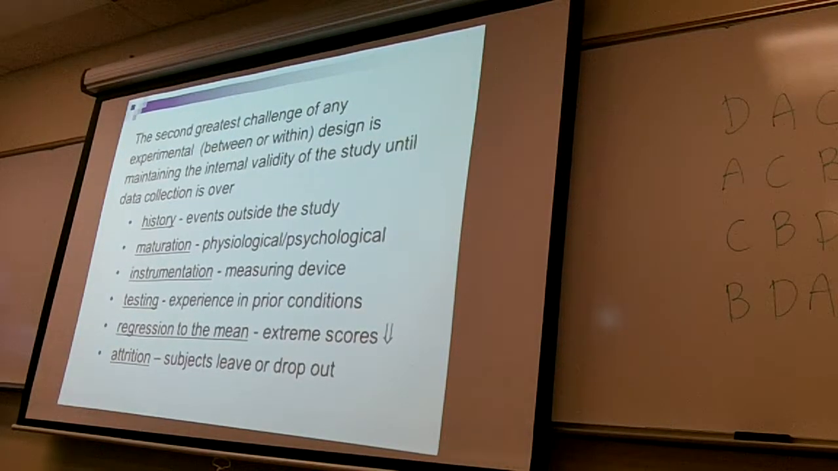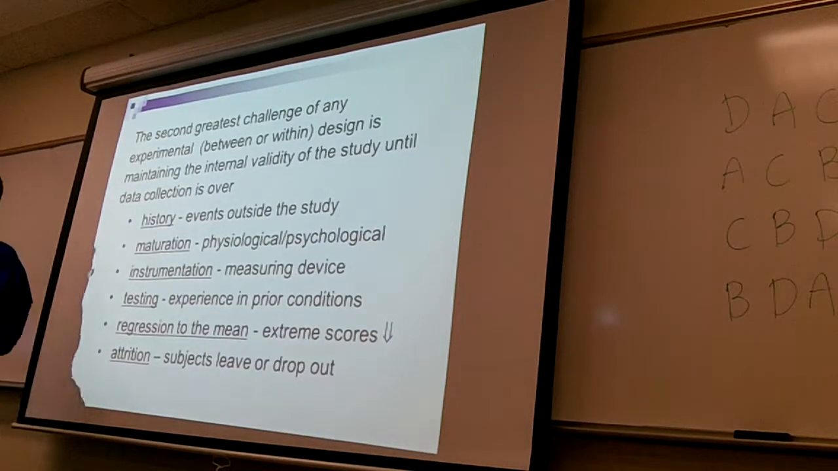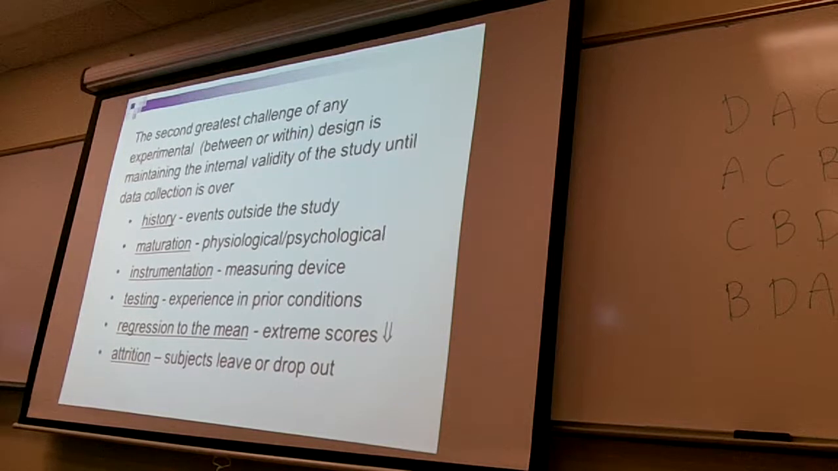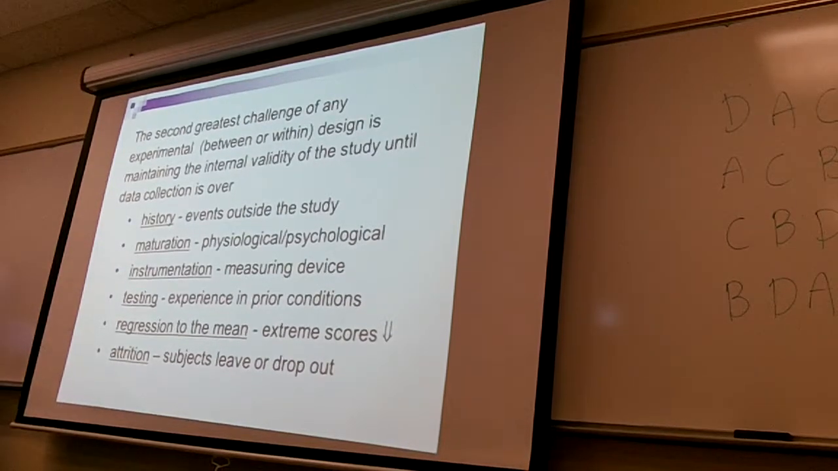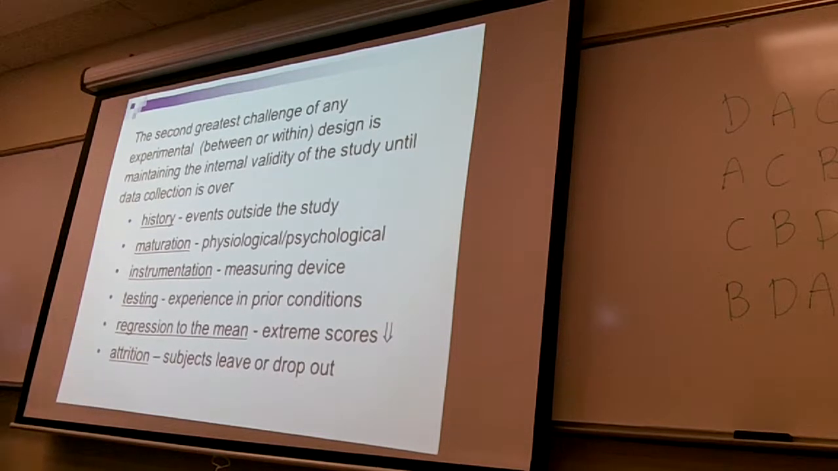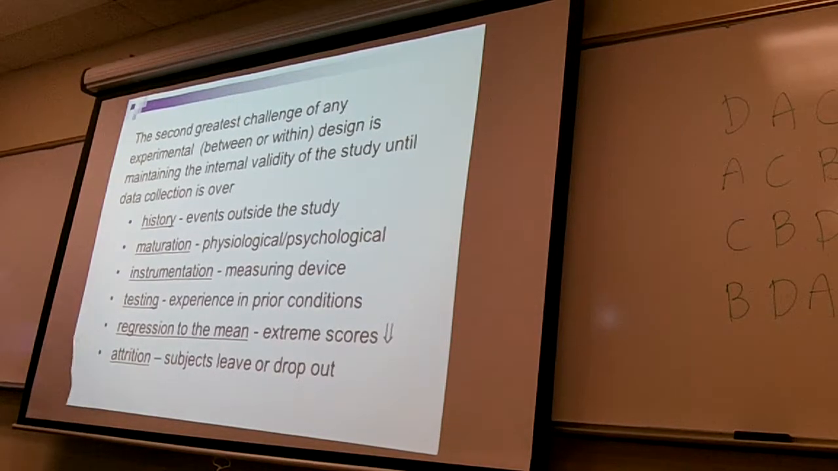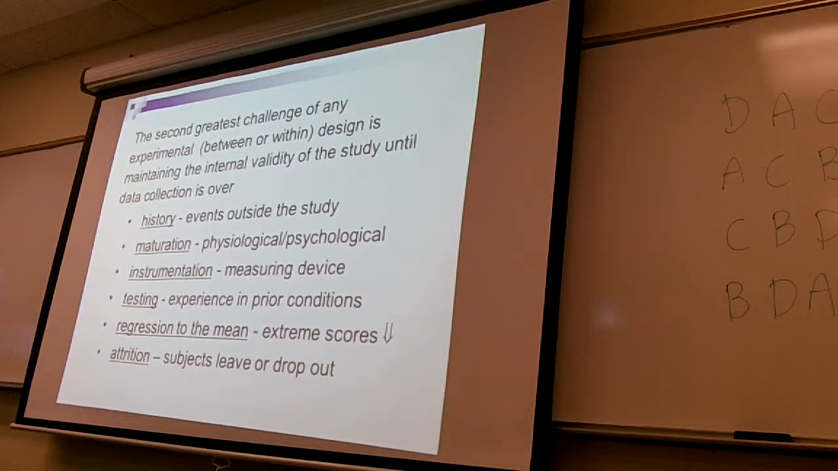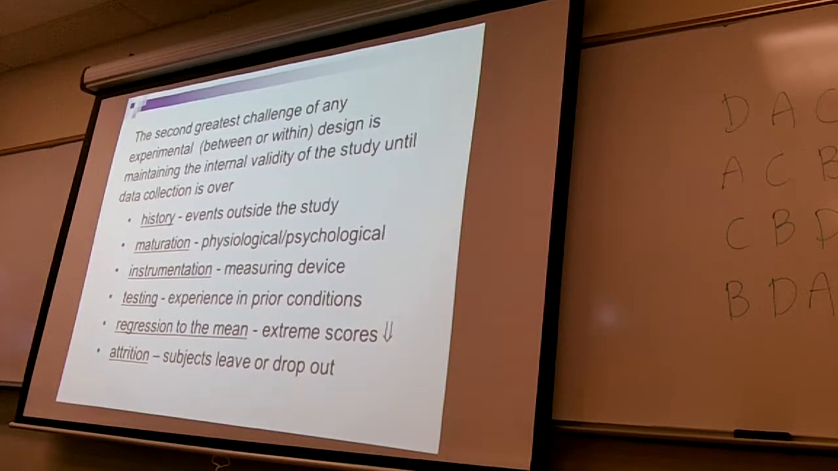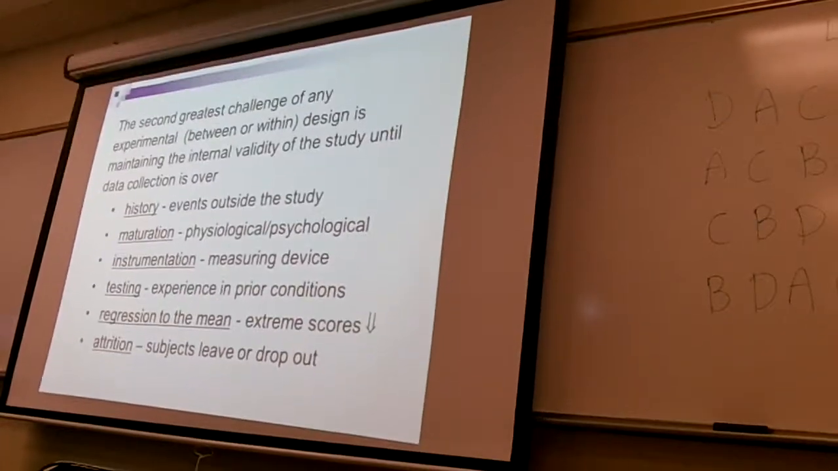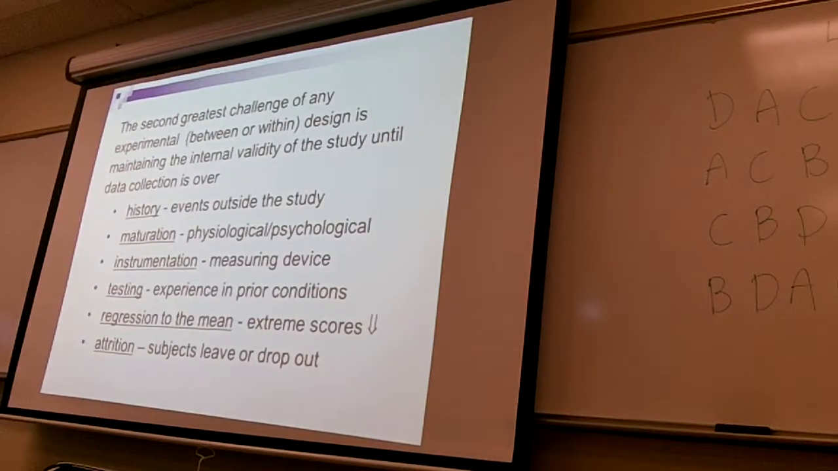You want to avoid confounds as much as possible, avoid third variables that could get in the way of your data interpretation. And it doesn't matter whether it's between or within. We care about internal validity. Because remember, we can't make a causal claim if our internal validity is too weak. And that's what experiments are for, making causal claims. So we need to maintain our internal validity.